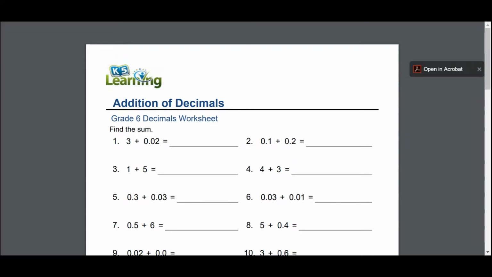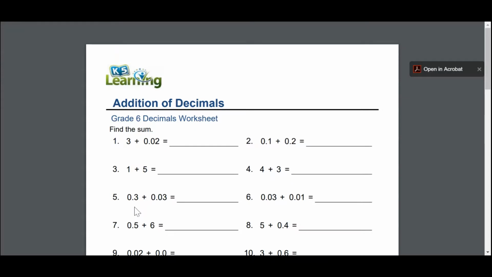Okay? And then number 3, well, this one's easy. They are both whole numbers. So 1 plus 5 equals 6. 4 is also very easy. They are again whole numbers. 4 plus 3 equals 7. And then number 5.